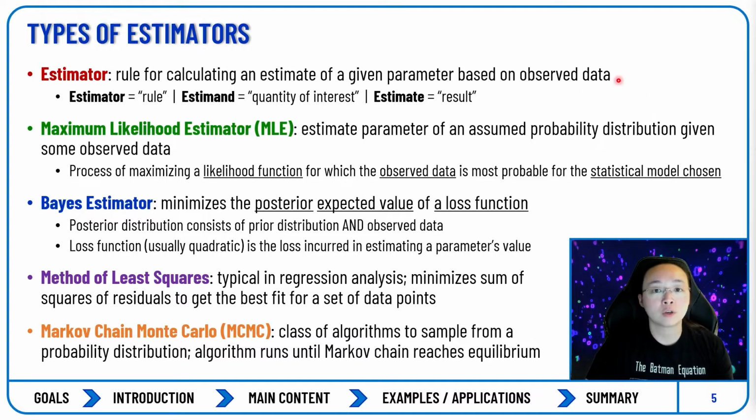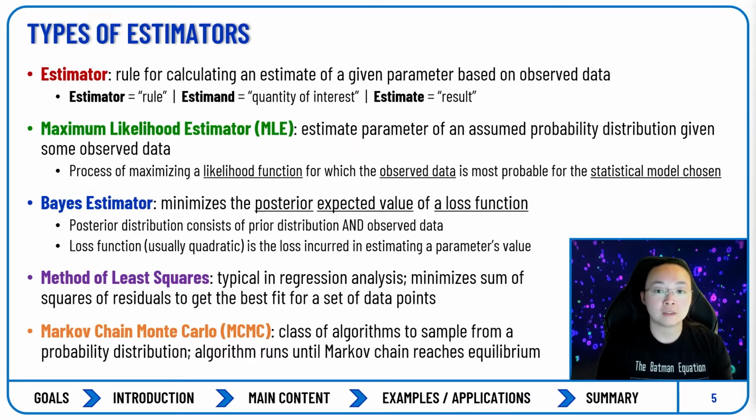We're going to run our observed data through some rule, which is called the estimator, in order to give us a result for our quantity of interest, which is called the estimand. One of the most common ways of finding this estimate value is the maximum likelihood estimator method, or MLE. That's the one that we're going to focus on in this lecture. That's when we're trying to estimate the parameter of an assumed probability distribution given some observed data.